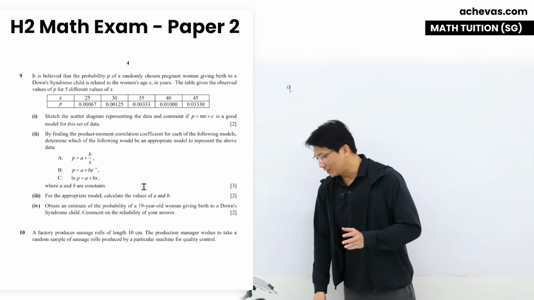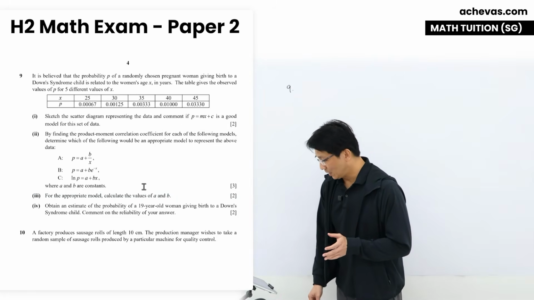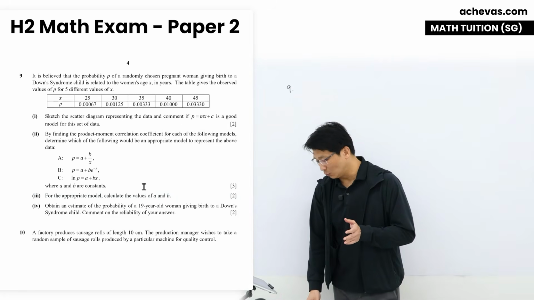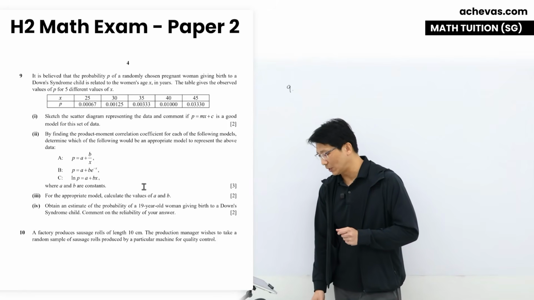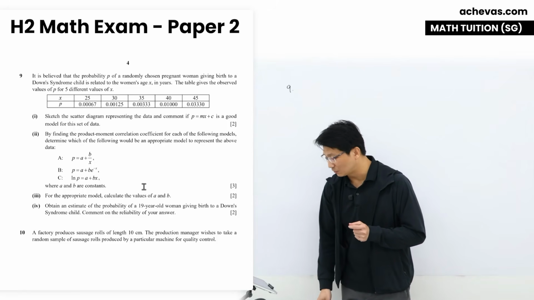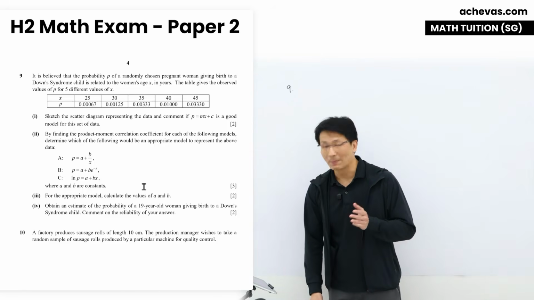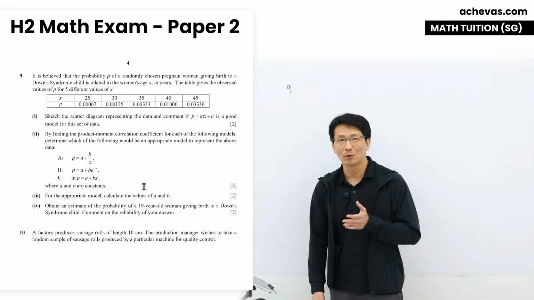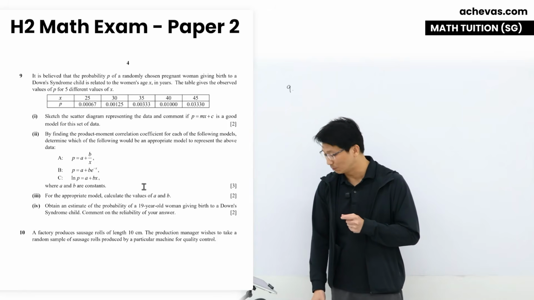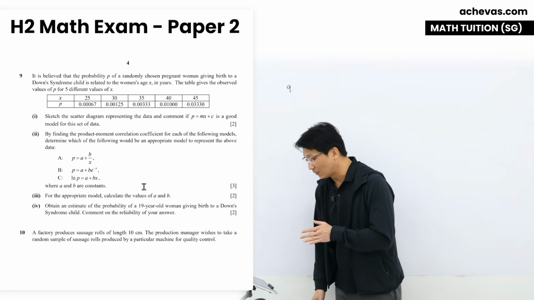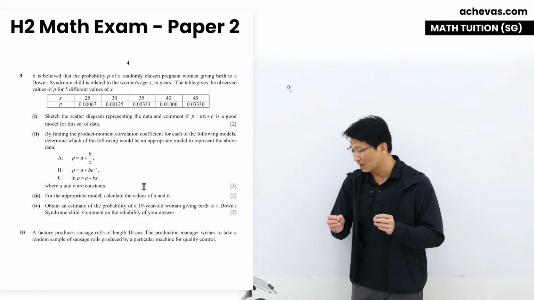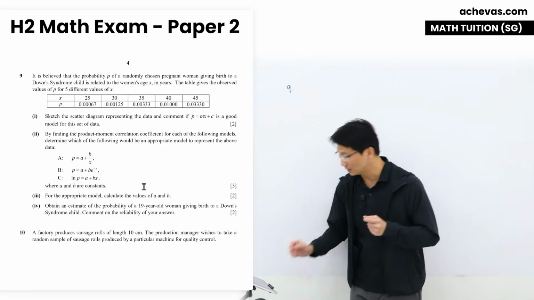In question number 9, it's believed that the probability of a woman giving birth to a Down syndrome child is related to the woman's age. And this table gives the observed values for P for 5 different values of X, whereby X is the age and P is the probability of the child having Down syndrome. So the data is provided for us. I'm going to key in this entire data into our GC first.